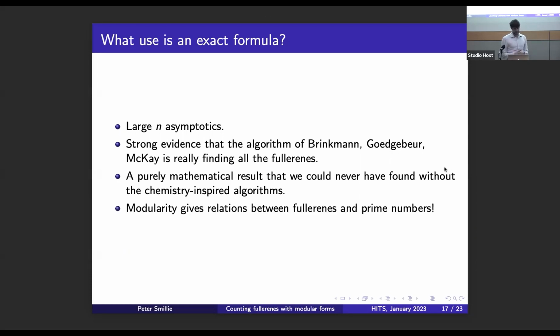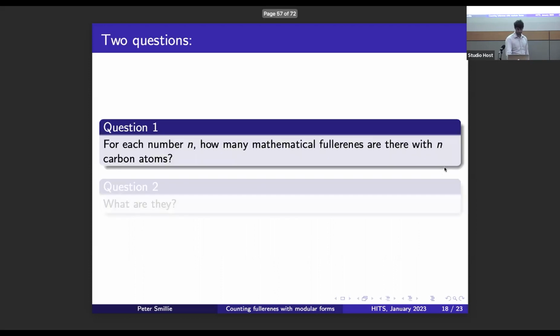So for instance, if you look at the digits past the ones where you stop reading, these have some interpretation, which I haven't explored yet because this is 2 weeks old, but some number theoretical interpretations. This gives some relation between fullerenes and prime numbers. Okay, and that's the answer to question 1. That's how many.